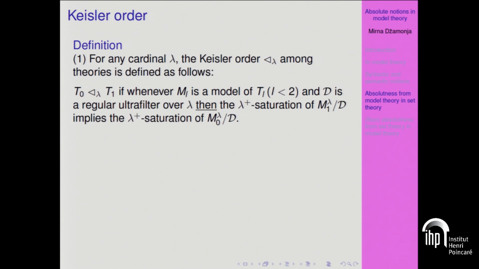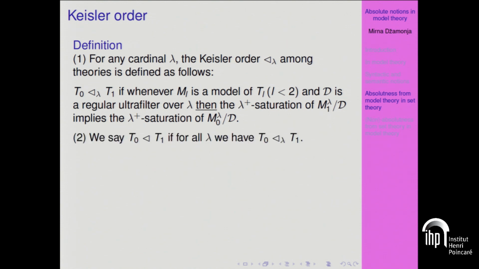And the point of why we need a regular ultrafilter is that this order doesn't depend on the model that you have chosen. This is a theorem of Keisler. Regular ultrafilter, well, the definition is not important, but it just means that if it is an ultrafilter on lambda, then there is a family of lambda many elements of the ultrafilter such that every infinite subfamily has empty intersection. So Keisler defined this order.